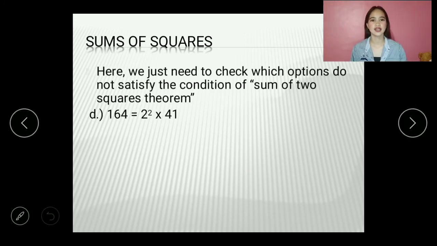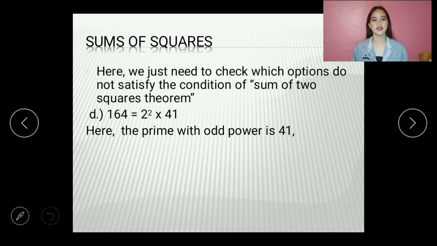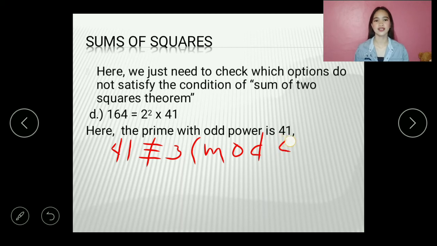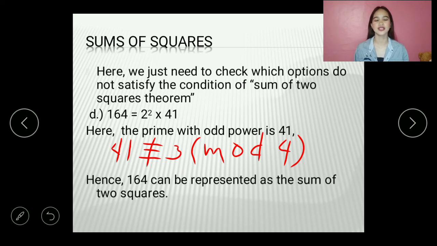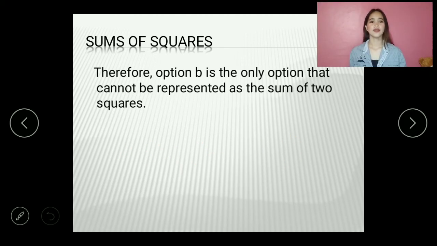Last, let us try 164 is equal to 2 raised to 2 times 41. 2 raised to 2 is 4 and 4 times 41 is equal to 164. Here, the prime with odd power is 41. And 41 is not congruent to 3 modulo 4. Hence, 164 can be represented as the sum of two squares. Therefore, option B is the only option that cannot be represented as the sum of two squares.